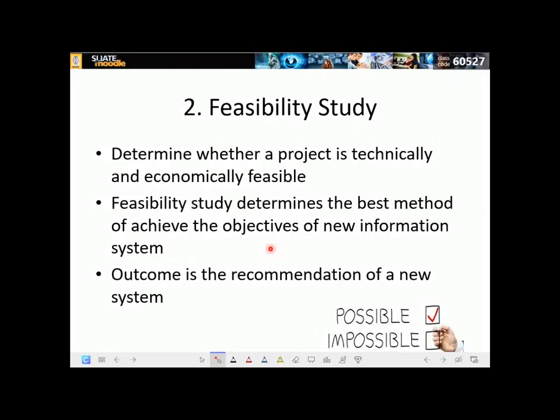It is the same with an information system: you have to first of all identify the feasibility, the likelihood of being able to do this task. In the feasibility study we consider several things.